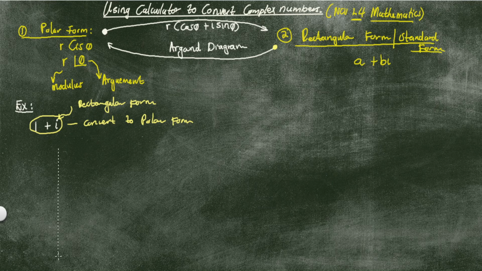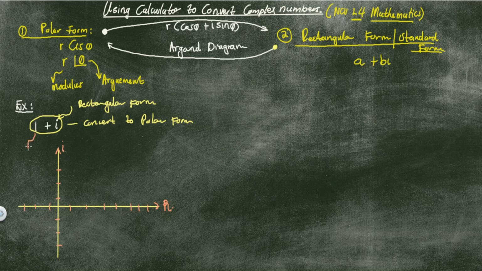So this is the Argand diagram, where the x-axis represents the real part, and the y-axis represents the imaginary part. Here it's going to be 1, 2, 3, and so on, and minus 1, minus 2, minus 3. So the x-axis represents the real and the y-axis represents the imaginary part.